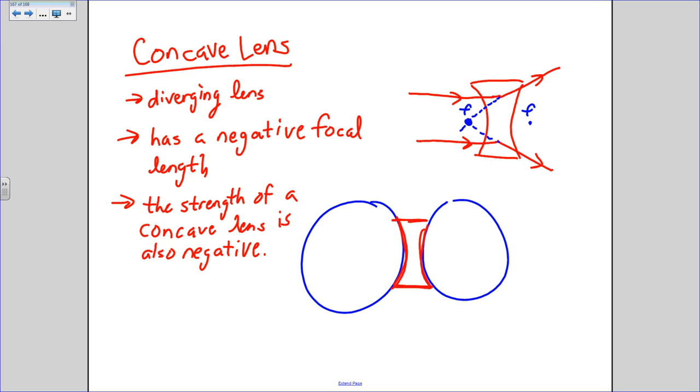Focal length is different just because the light responds differently. And we'll get into finding images and what have you. And it becomes a little bit different dealing with the concave lens. Is that clear so far?